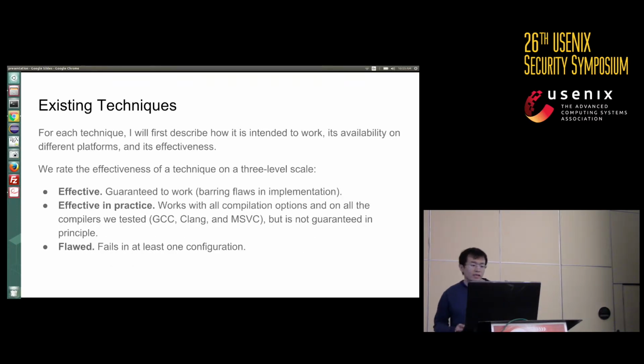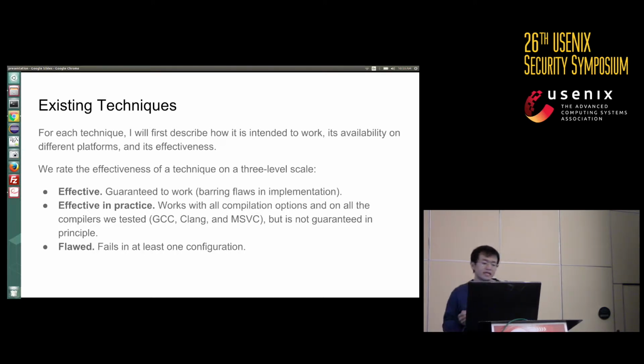First, let's look at the existing techniques. Due to the time limit, I will not cover all the techniques we found in the wild. To look at the rest of the techniques, please refer to our paper. For each technique, I will first describe how it is intended to work, its availability on different platforms, and its effectiveness. We rate the effectiveness of a technique on a 3-level scale.